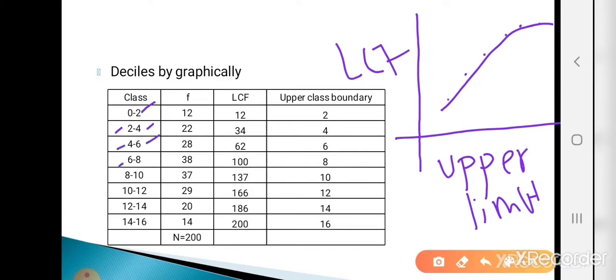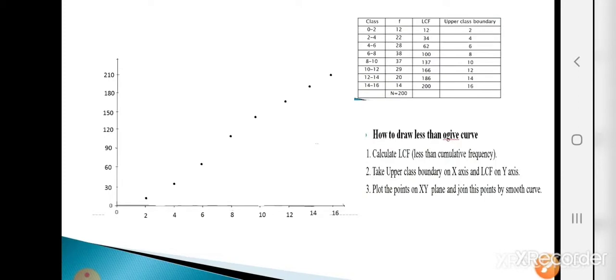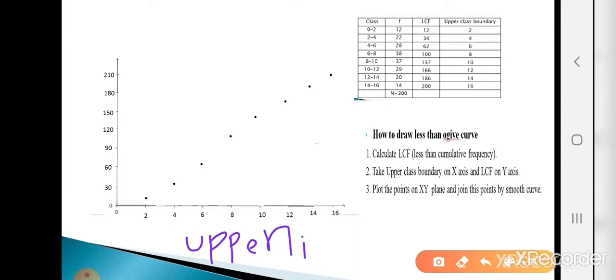So take the upper limit, that is the upper class boundary, on the x-axis. What are the values of the upper class boundary here? In the first class, what is the upper limit? 2. In the second, 4, then 6, 8, 10, 12, 14, and last is 16. Now take the upper limit on the x-axis and the LCF on the y-axis. So upper limit on the x-axis and LCF value on the y-axis.